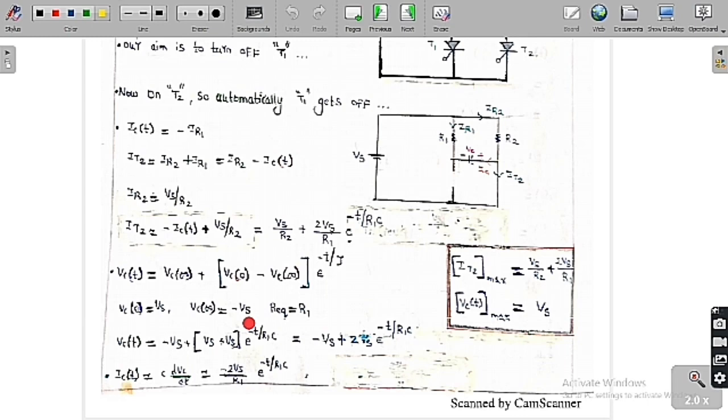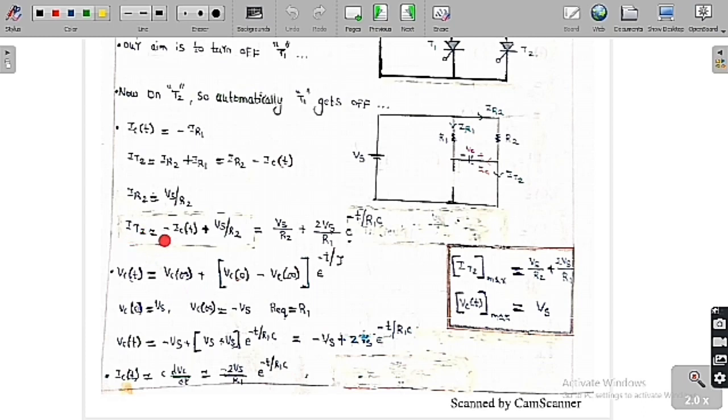So what is the maximum value of the reverse voltage appeared across the thyristor T1? When the capacitor voltage is positive, thyristor T1 is going to face a reverse voltage. So the maximum amount of reverse voltage appeared across T1 is equal to the supply voltage itself, or we can say the maximum value of the capacitor voltage is equal to Vs. Now if you want to find the value of the capacitor current, which is C into dVc by dt, if you do the differentiation and multiply by C, finally we are going to get this expression. So this is the value of IC of t.